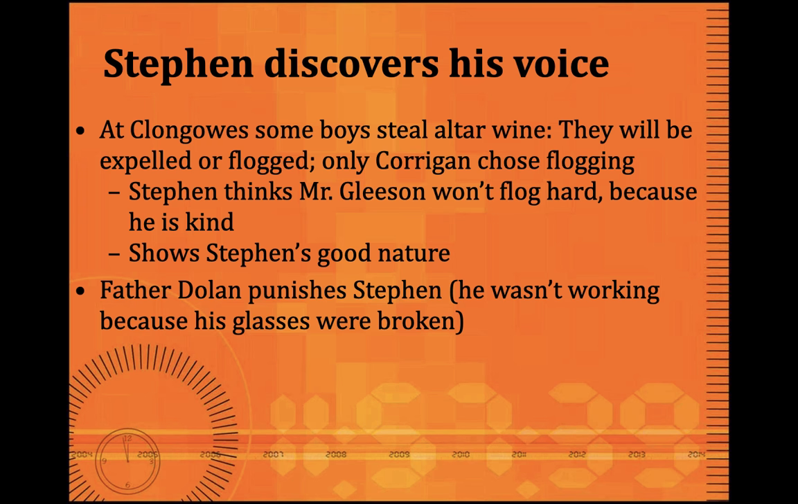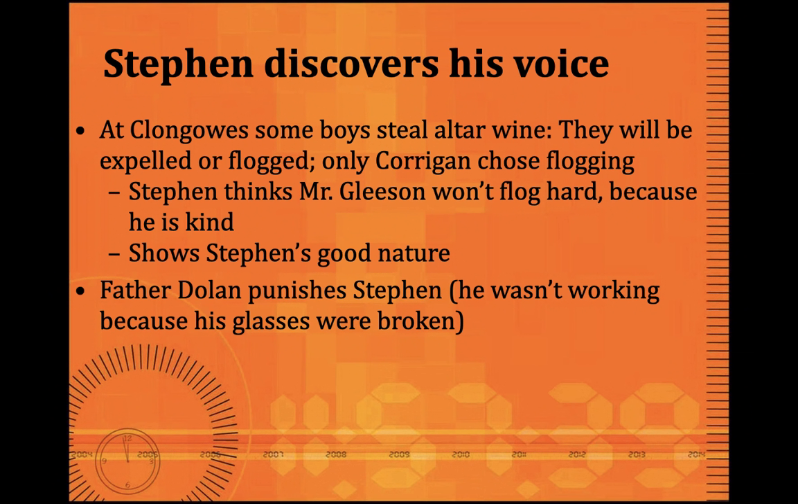Father Dolan one day punishes Stephen. A lot of such incidents are said in the novel. Father Dolan is punishing Stephen. What happened was, Stephen was not working. Everybody was working. He was sitting quietly. You know why? Because he has serious eye problem and his glasses were broken. He could not see. That is why Stephen didn't work. But Father Dolan picked him, and as a model for everybody, he punished Stephen. That was unjust because Stephen was actually not able to see.